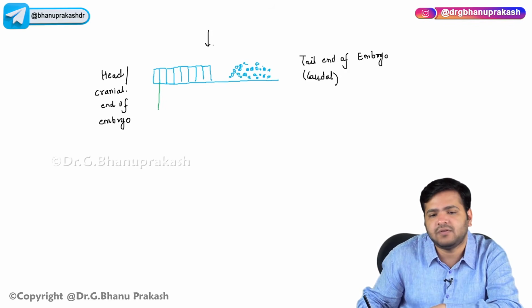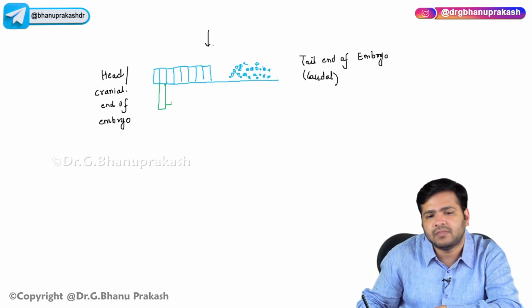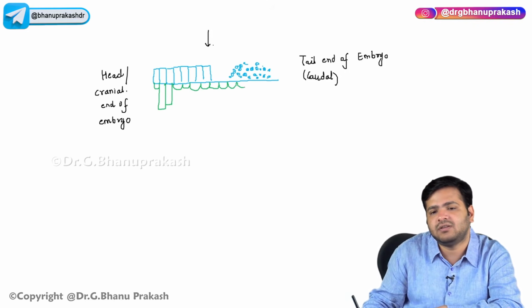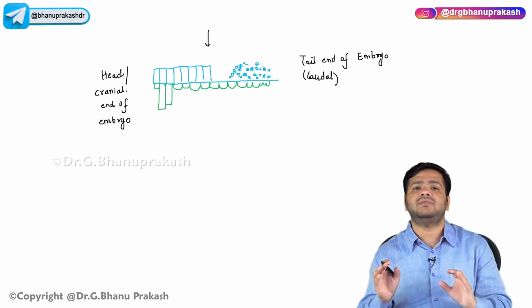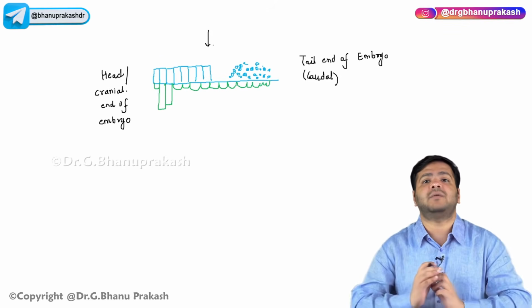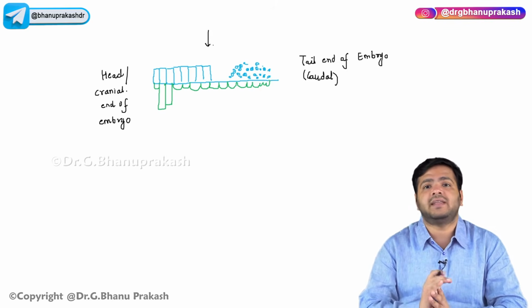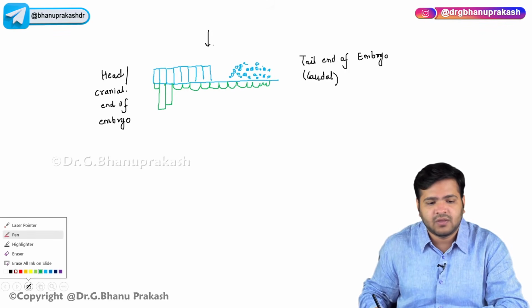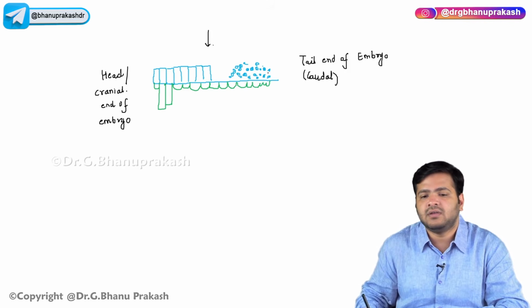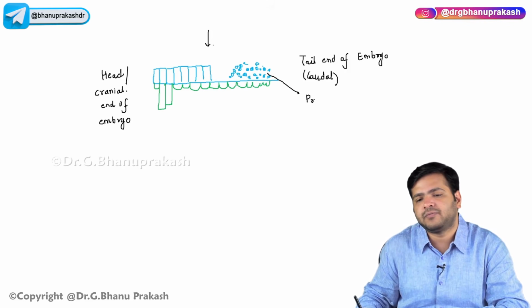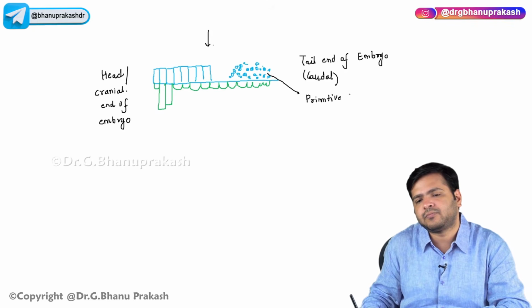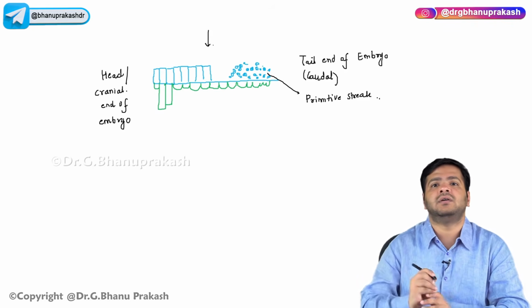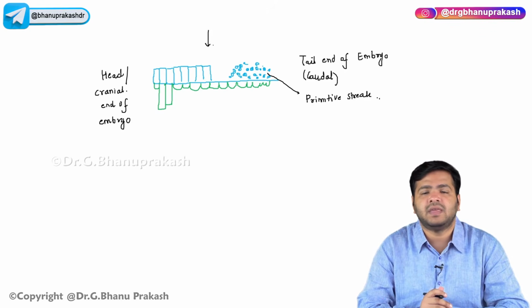Yes, the procaudal plate defines the head end of the embryo, whereas everything else will remain the same. The hypoblast will remain the same, and these cells which are proliferating towards the midline, towards the procaudal plate, are now termed as the primitive streak.